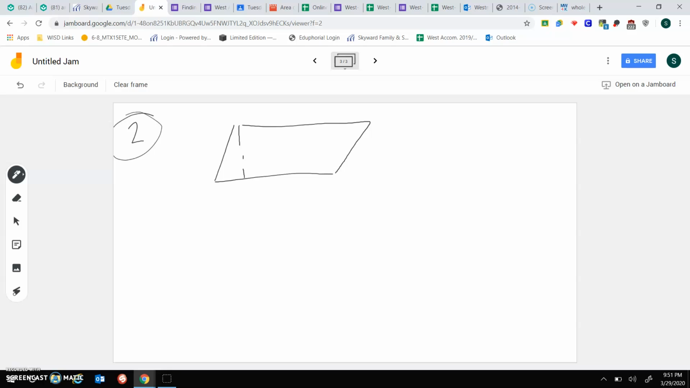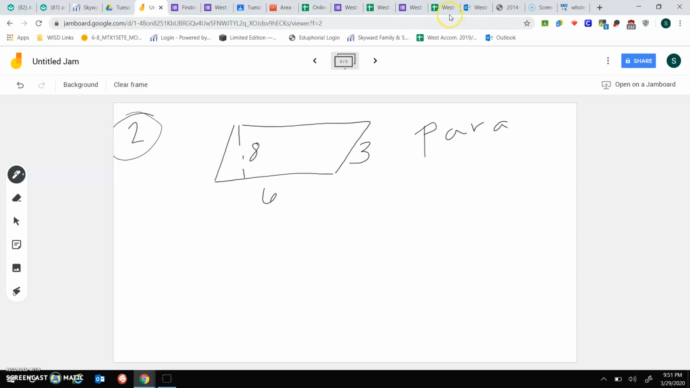And we're going to say the base is 6. This is 3. And this is 8. So to find the area, we first have to identify what shape this is. Well, this is a parallelogram.